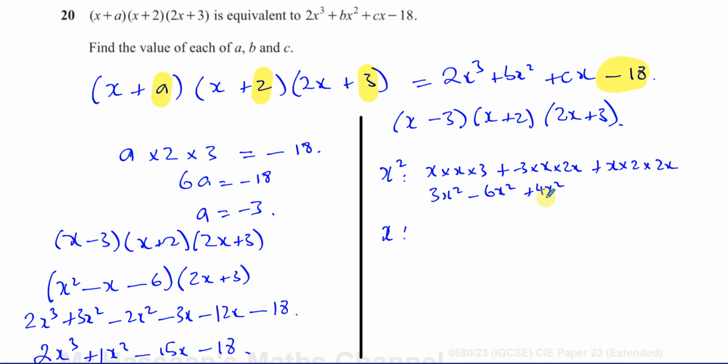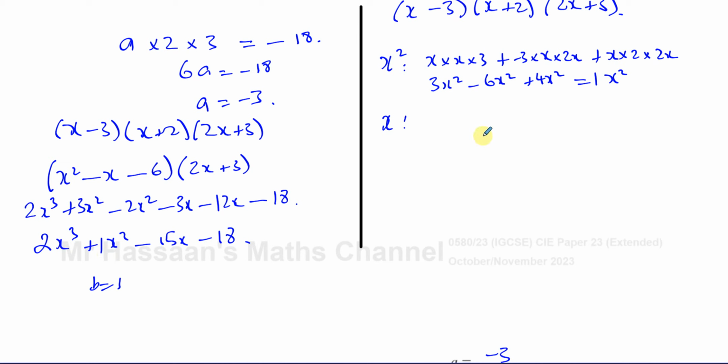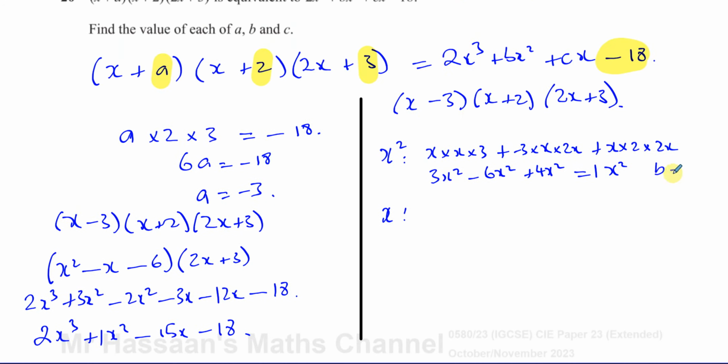So that gives you altogether 1x squared. As we saw, we had 1x squared. That's the coefficient of x squared, which is going to be b. So we can say b equals 1. Okay, so we found the same thing by doing this.